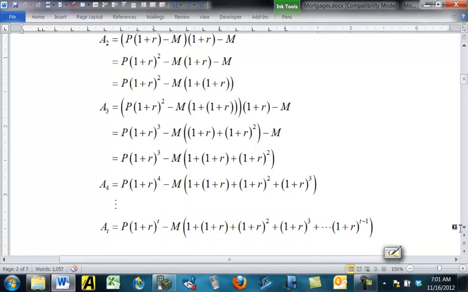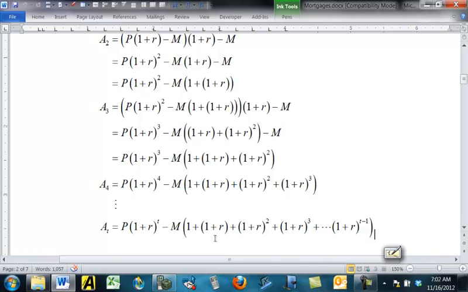So the t-th month, after you've made your t-th payment, would be A sub t, or A of t, is P times (1 plus R) to the t, minus M, and then we have this sum: 1, plus (1 plus R), plus (1 plus R) squared, plus (1 plus R) cubed, and the last one, if you notice, the power is 1 less than t, so it's (1 plus R) to the t minus 1. But the first one is power 0 here, so we actually have t things we're adding together.